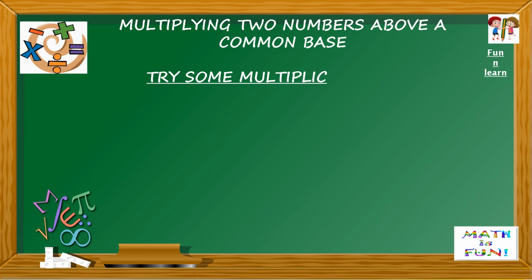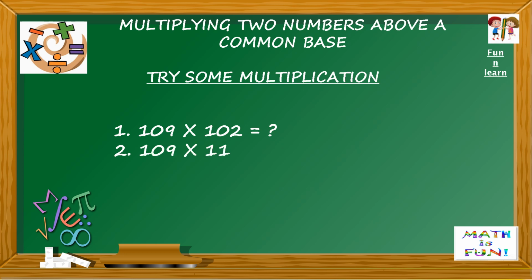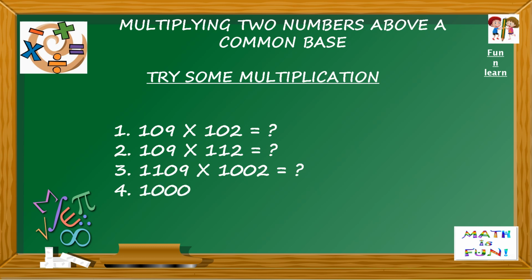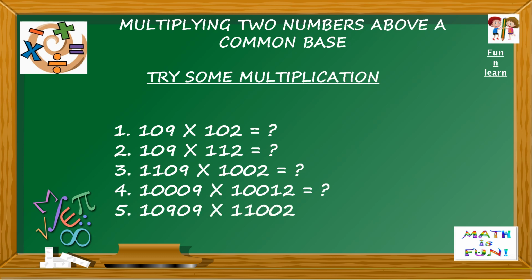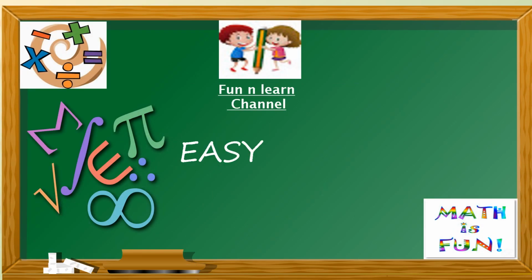So let's try some multiplication by yourself. First problem will be 109 into 102. Next is 109 into 112. Next one is 1109 into 1002. Next one is 10009 into 10012. And the last one, 10909 into 11002. I hope friends, this video will help you to do difficult multiplication.